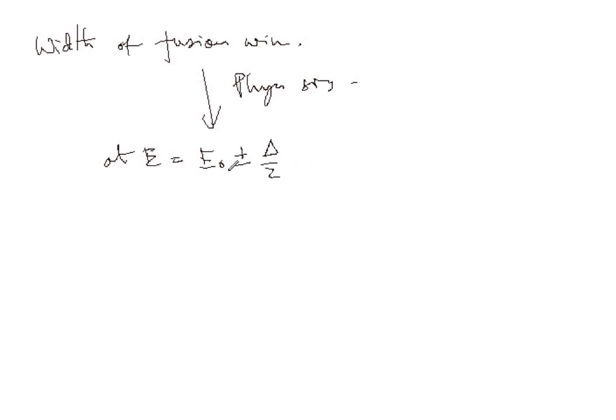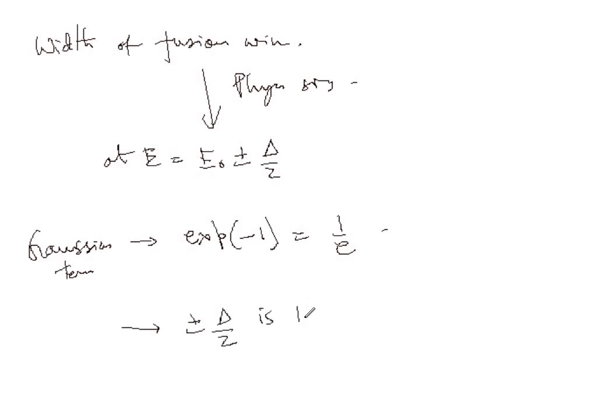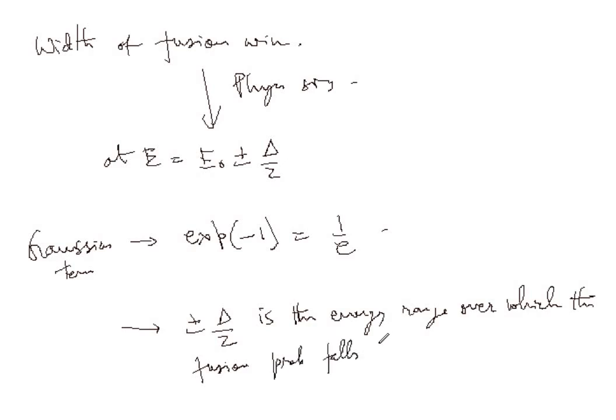When E is equal to E0 plus minus delta by 2, then what happens? At this value, the Gaussian term becomes exponential of minus 1, or 1 by e. What does this mean? This means that plus minus delta by 2 is the energy range over which the fusion probability falls by a factor 1 by e, that is 0.37, from its maximum at E0.